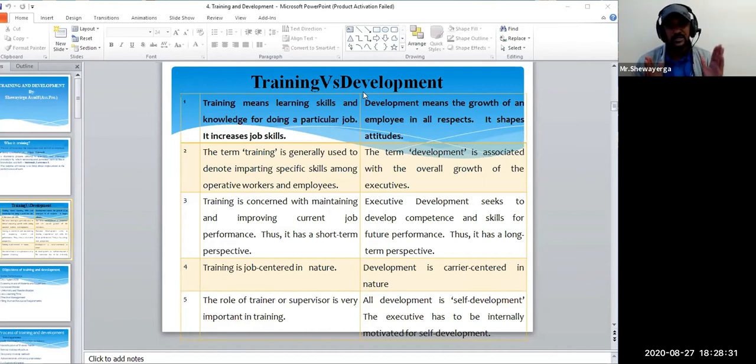When it comes to development, they may have importance, but that is not mandatory. They are not mandatory in development.